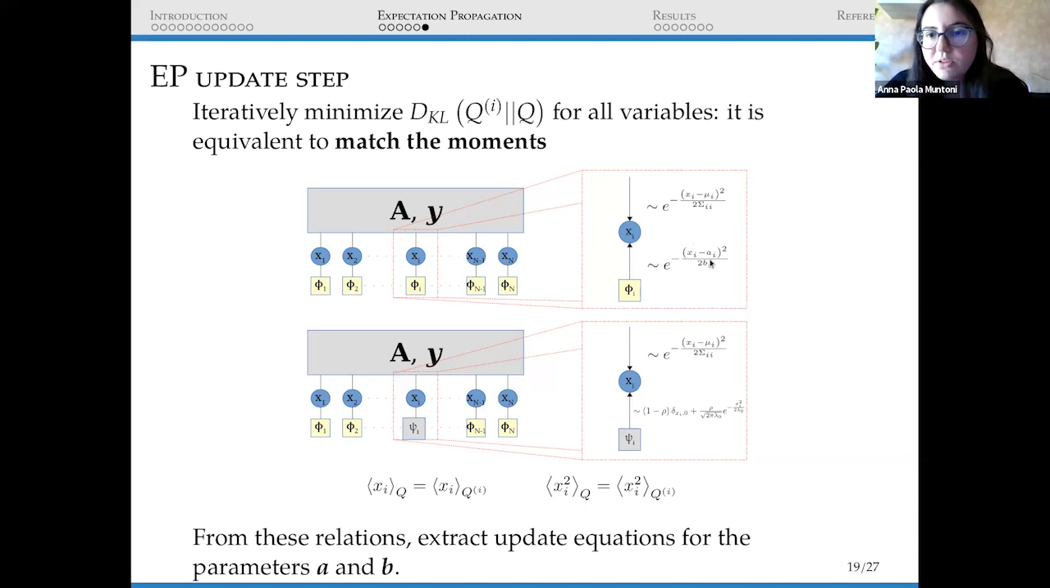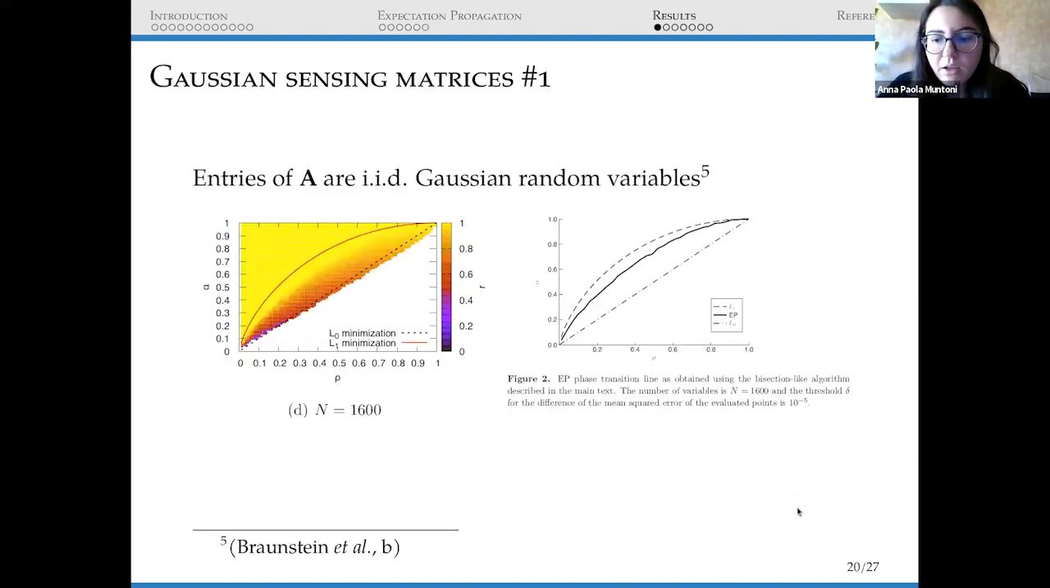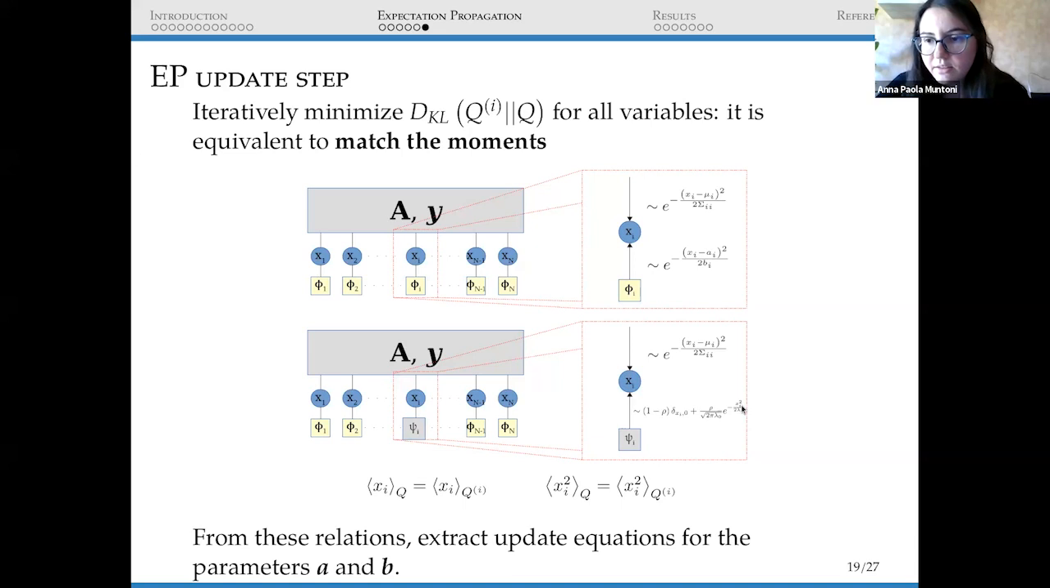So what you do is start from a random set of mean values and variances, then you compute in a first step all the statistics for this tilted distribution, you match the moments, and by matching the moments, you get some equation for the new A and B at the next iteration. And you repeat it until you get some numerical convergence. Okay, so this is the general scheme. And now I will show you some results associated with the compressed sensing problem.